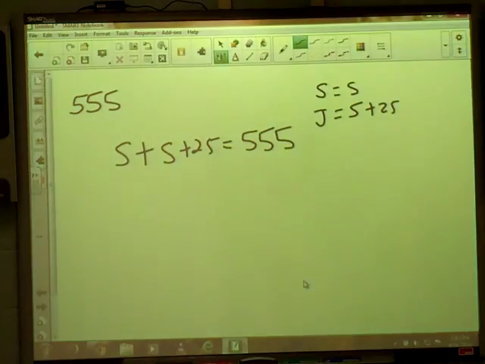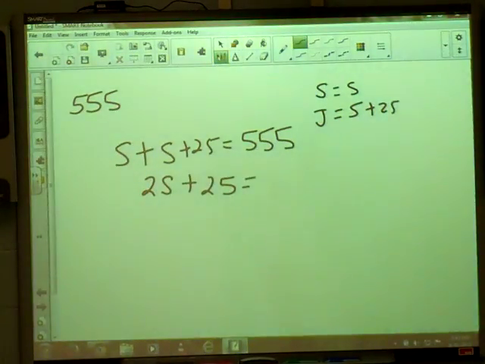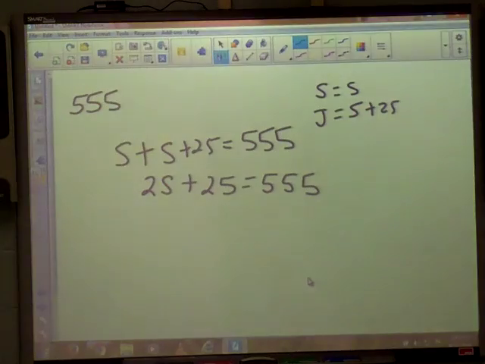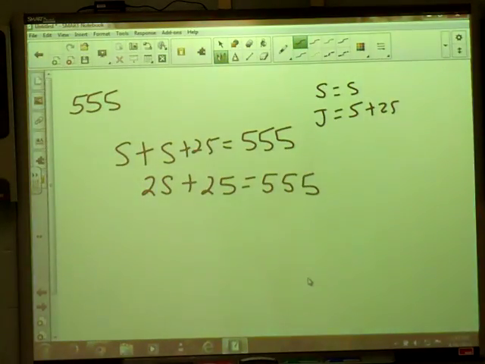Okay, now like earlier, we got some like terms over there. It's S plus S gives me 2 of those S's. Trying to be careful with 5s and S's. Alright, there's your middle school equation. What do we do first? Subtract 25 from 555.